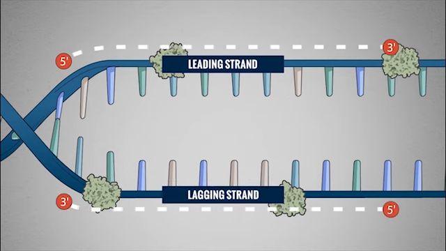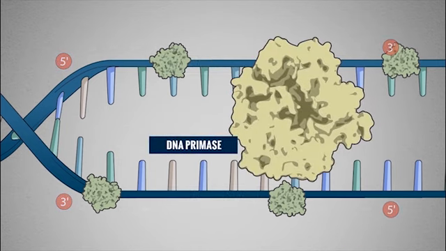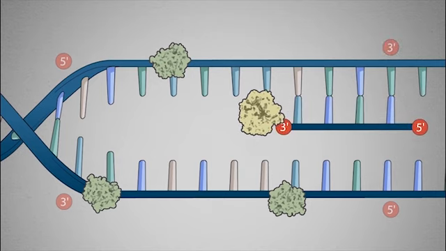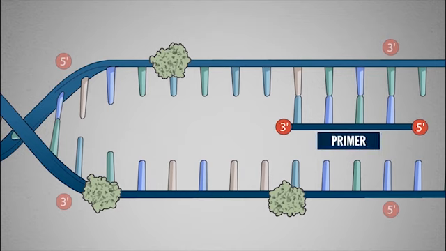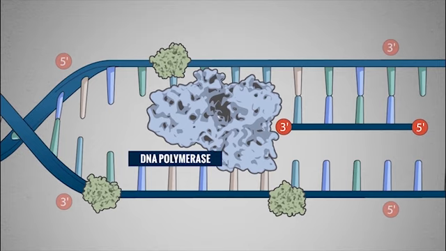To give DNA polymerase a place to start, an enzyme called DNA primase first copies a short stretch of the DNA strand, creating a complementary RNA segment called a primer. Using this primer, DNA polymerase can now copy the DNA strand.